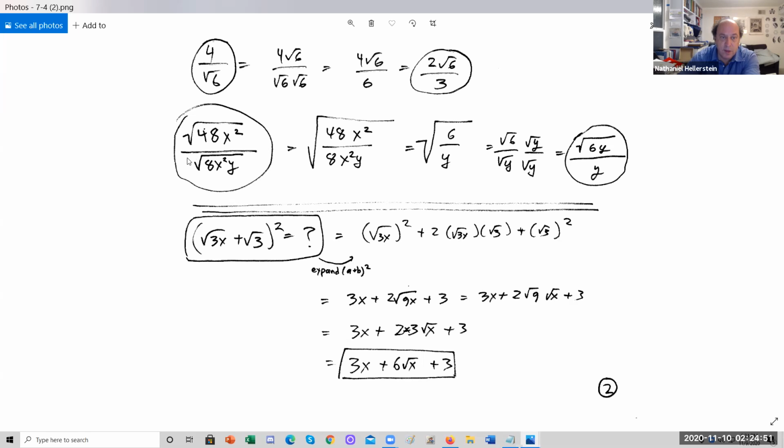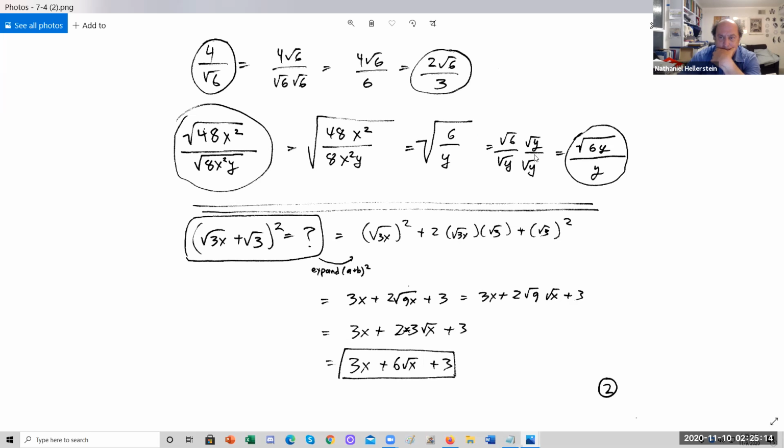Here's square root of 48x squared over square root of 8x squared y. I think it makes sense to first merge them into a single square root. Square root of the ratio, 48x squared over 8x squared y. Now, 48 over 8 is 6. The x squared cancels. We're left with the square root of 6 over y.